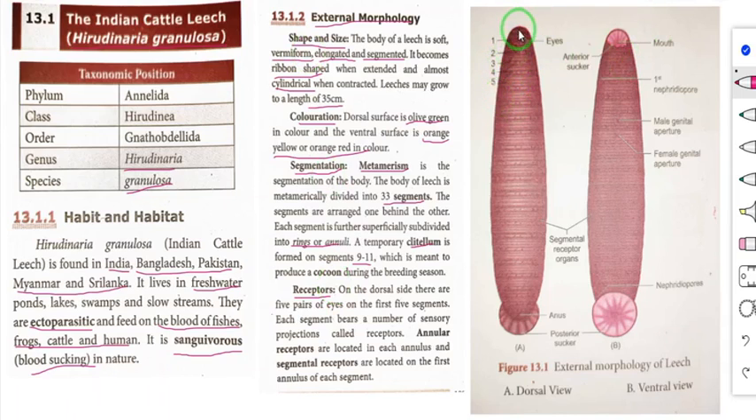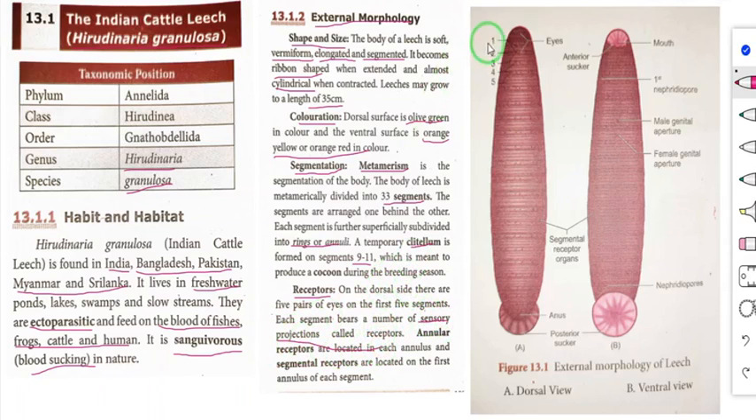So each segment has 1 pair of eyes present. Okay, totally 5 pairs. Each segment bears a number of sensory projections called receptors. So sensory projections, that receptors are known as what? Sensory projections. Those sensory projections are called receptors.